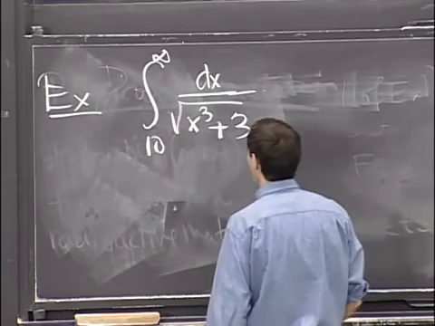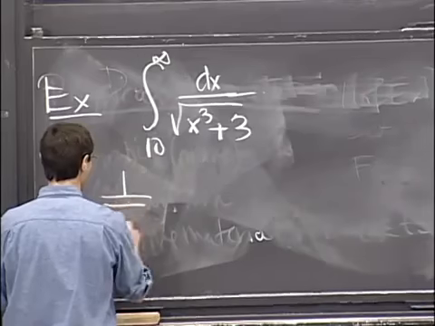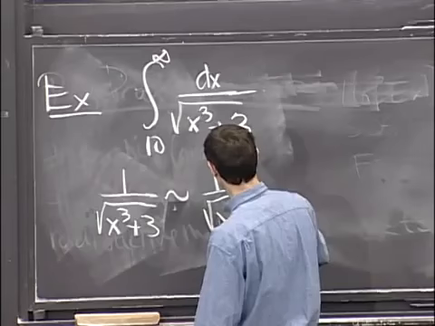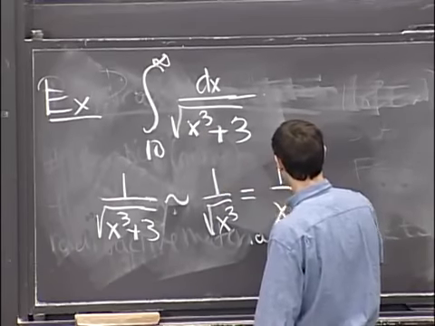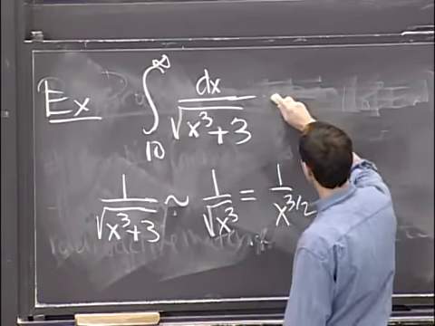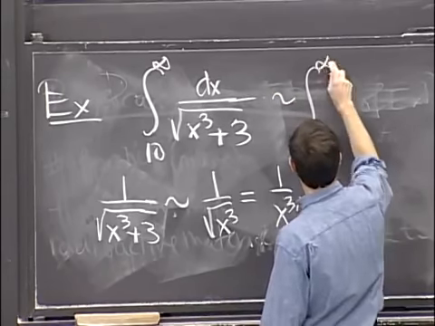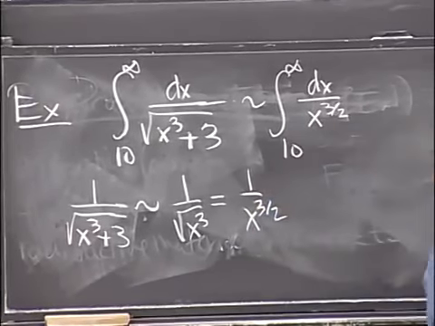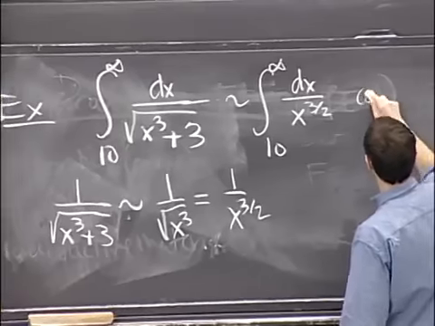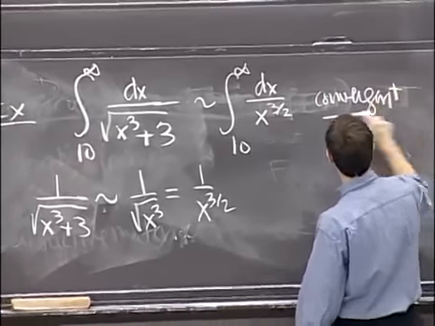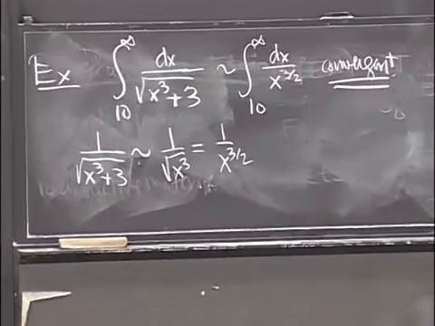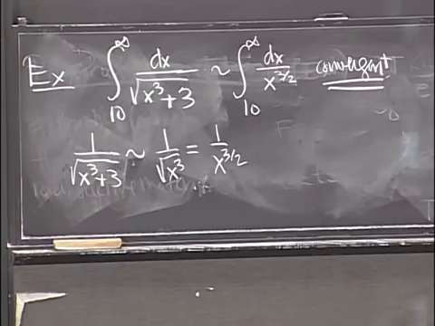So on the other hand, 1 over the square root of x cubed plus 3 is similar to 1 over the square root of x cubed, which is 1 over x to the 3/2. So this thing is going to resemble this integral here, which is convergent, according to our rule.